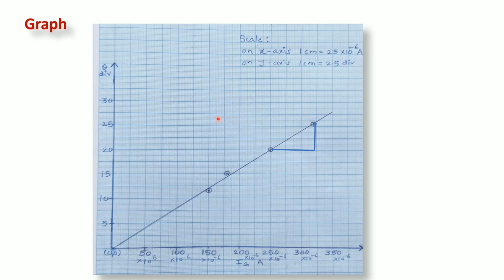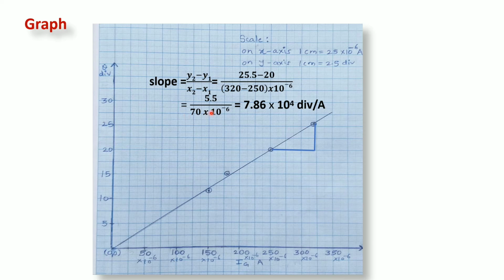So from this x and y coordinate we'll calculate the slope of the graph. The formula for slope is y2 minus y1 upon x2 minus x1. So y2 minus y1 is nothing but 25.5 minus 20, upon x2 minus x1, which is 320 minus 250, into 10 raised to minus 6 common. Now we will calculate this value, which is found to be equal to 5.5 upon 70 into 10 raised to minus 6, which is equal to 7.86 into 10 raised to 4 divisions per ampere.